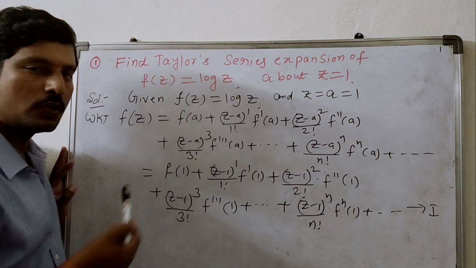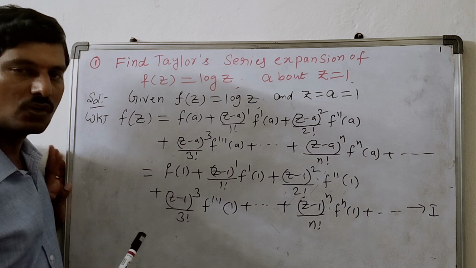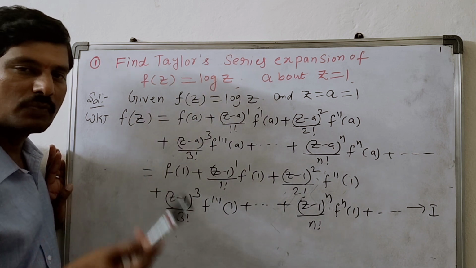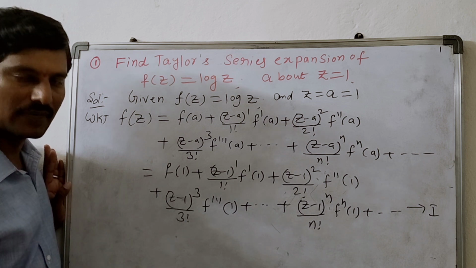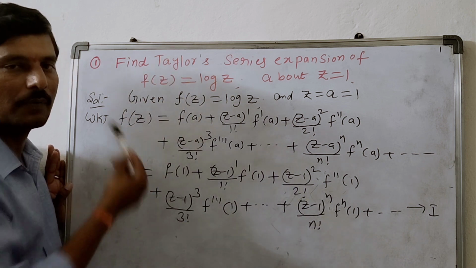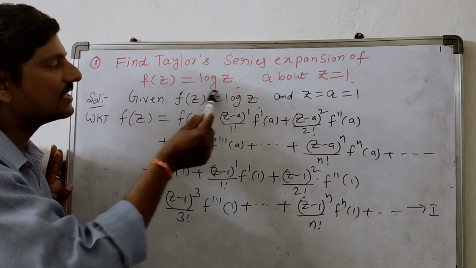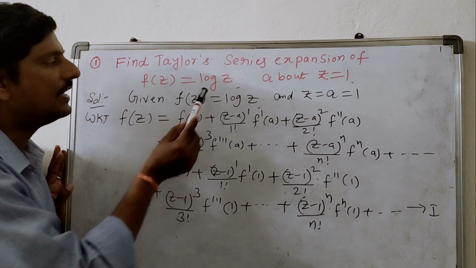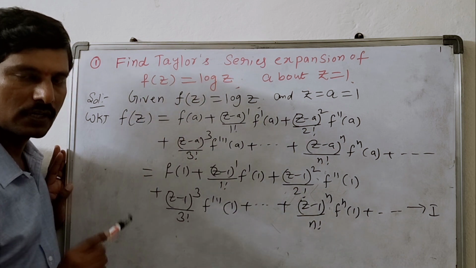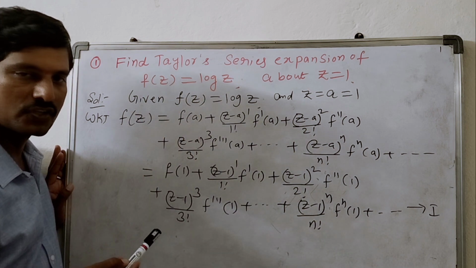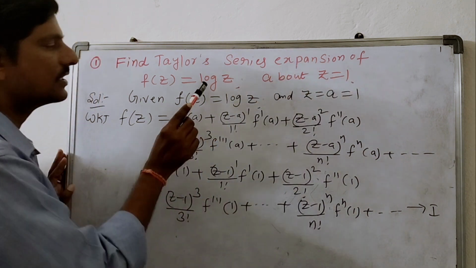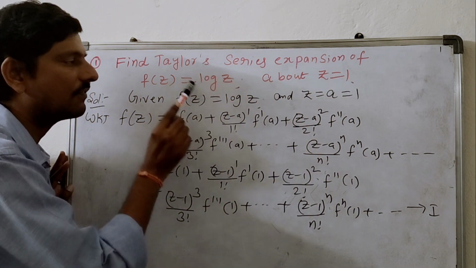Is it resolvable to partial fractions? No, it cannot be resolved into partial fractions. So which method do we have to apply? The first method. This is a type 1 problem because log z is a standard function, and it can be easily differentiated. And here it is about z is equal to 1.